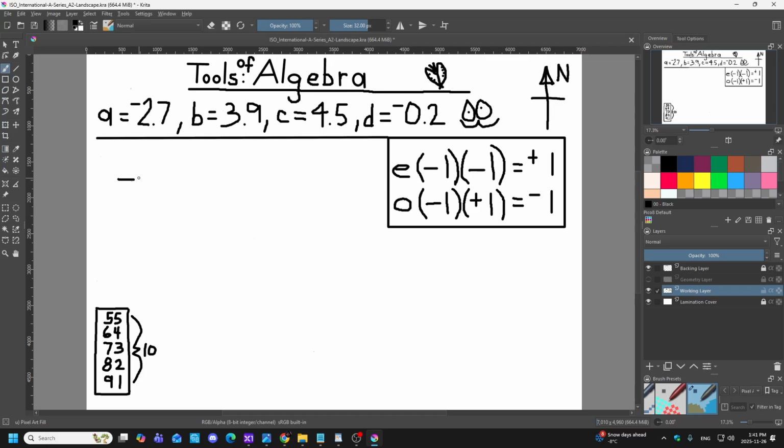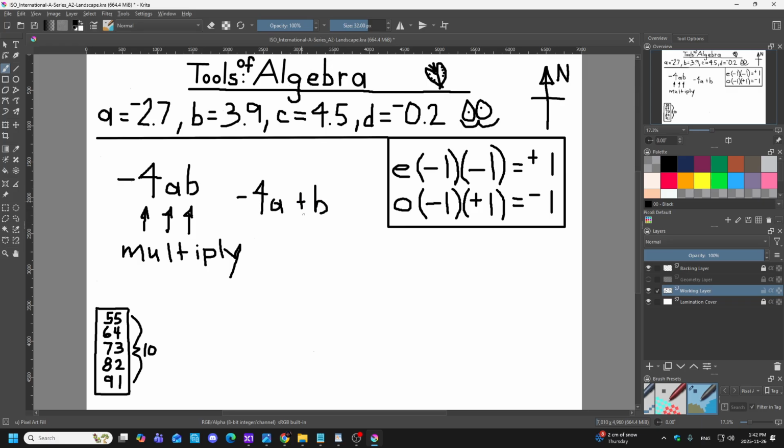All right, minus 4ab, okay? When you have a whole number beside a variable, beside another variable, this is all multiplication, unless it's mentioned some other way, like minus 4a plus b, right? That's being explicit. They want you to add the b. If it's not there, just infer multiplication, or imply, all right?